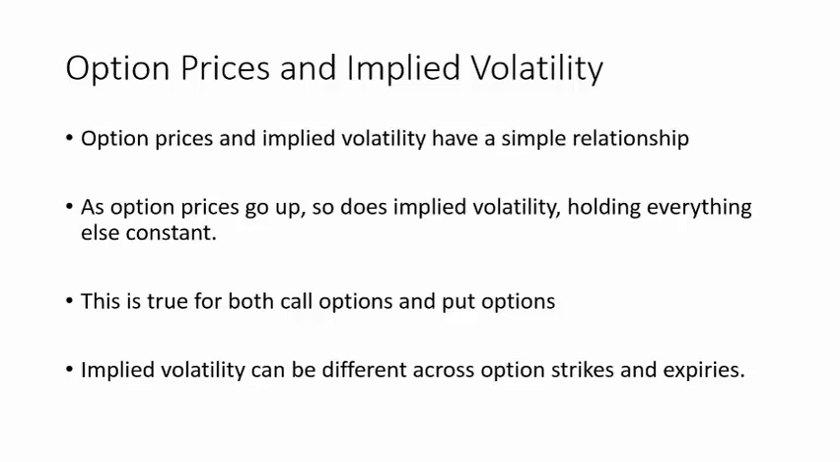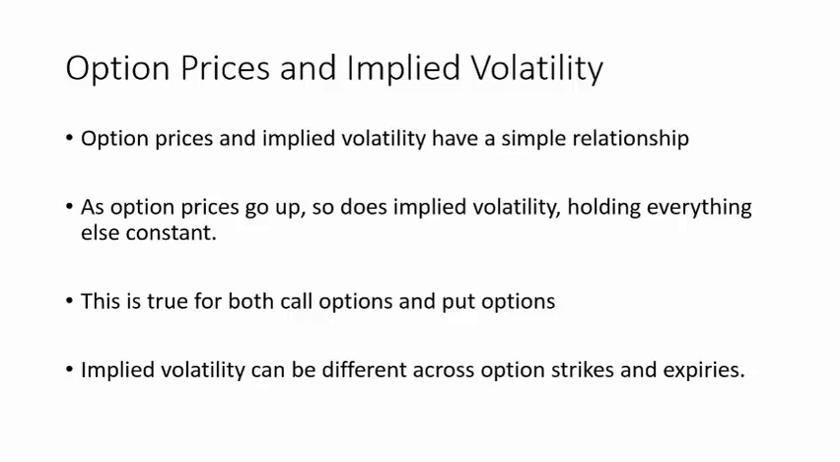And in the next lecture, I'll go into more detail about what exactly this means and how exactly we interpret that. But for now, just keep in mind that the implied volatility is going to be different across option strikes and also different across option expiries. So you might find the implied volatility for a 1-month option is different than the implied volatility of a 2-month option.